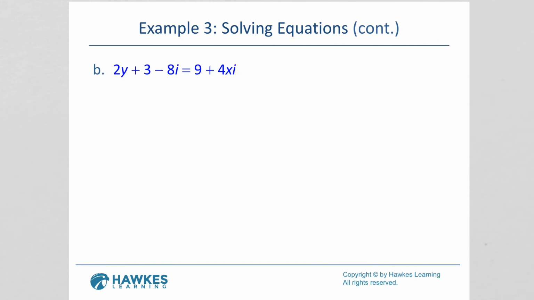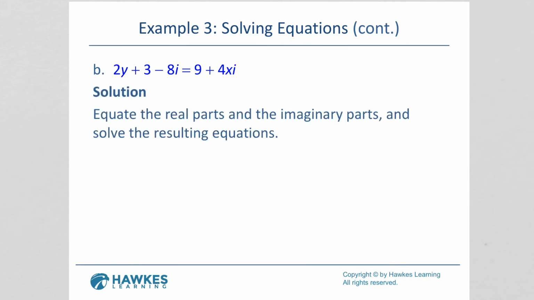Example 3b, we have 2y plus 3 minus 8i equals 9 plus 4xi. Again, we'll equate the real parts and the imaginary parts and solve the resulting equations. 2y plus 3 equals 9 are the real parts, and negative 8 equals 4x are the imaginary parts. Subtracting 3 from both sides, I end up with 2y equals 6. Dividing both sides by 2, y is equal to 3. And for negative 8 equals 4x, I'm going to divide both sides by 4, so x is negative 2.